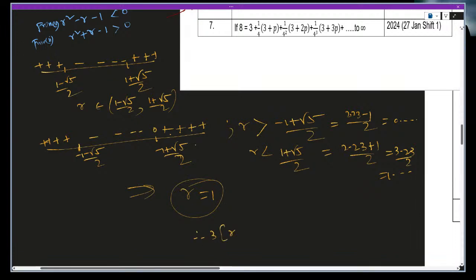Therefore 3R modulo 1, this is what? Answer is 2.